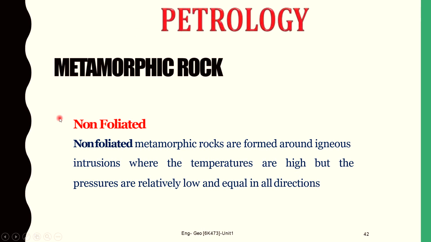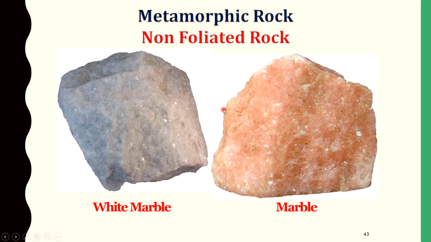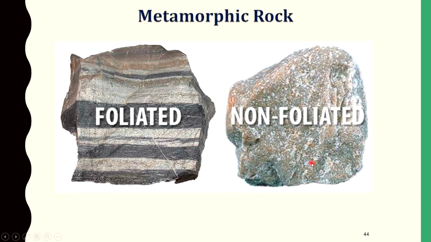Now non-foliated rocks. In this kind of rock there isn't any foliation or layers. Non-foliated metamorphic rocks are formed around igneous intrusions where the temperatures are high but the pressures are relatively low and equal in all directions. So basically these rocks are formed in that particular kind of environment when the temperature is very high but the pressures are relatively low. These are the examples of non-foliated rocks. White marble, this is also one other type of marble. You can see there isn't any foliation or layers in this kind of rock. Okay, so this is a foliated rock, this is a non-foliated rock.